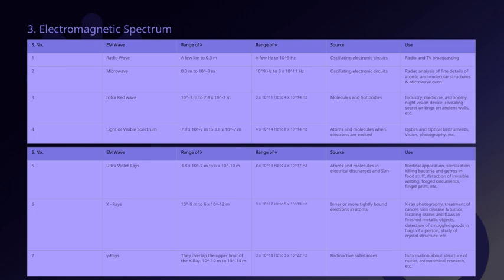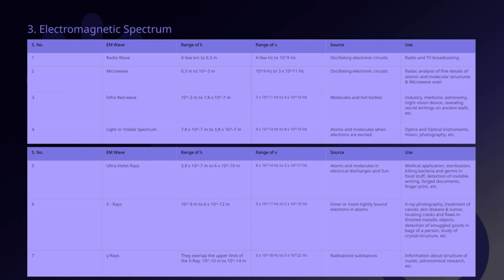These rays are produced by atoms and molecules during electrical discharges and also come from the sun. They have important applications in medicine, sterilization, killing bacteria and germs in food, and even in forensic work like detecting invisible writing, forged documents, or fingerprints.